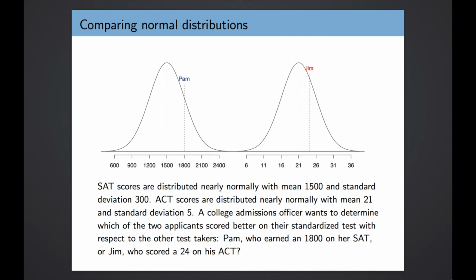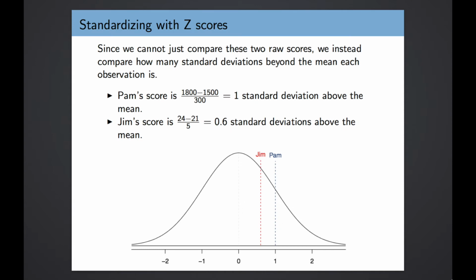Well, the SAT and the ACT have scores that are distributed about normally. So what we're going to do is compare these distributions to each other, not by comparing the raw scores, but by first standardizing and comparing what are called z-scores. What this means is that we're going to consider how many standard deviations above or below the mean a particular score is. So in the SAT, the mean of the SAT distribution is 1500 and the standard deviation is 300. The mean of the ACT distribution is 21 and the standard deviation is 5.